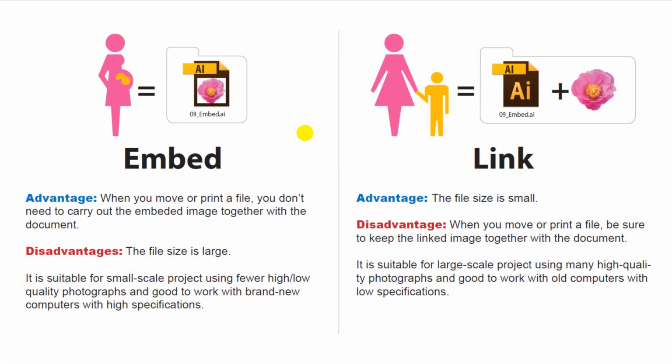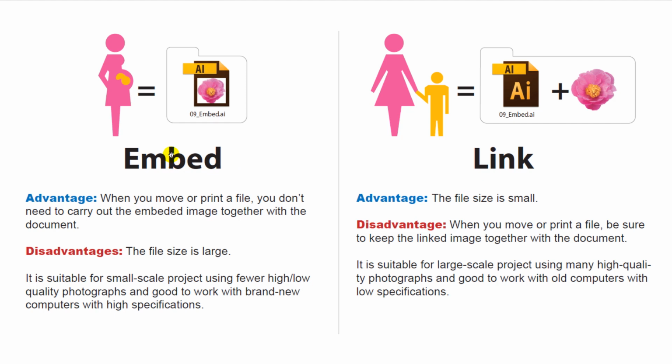Illustrator provides two ways to place pixel images into a document: embed and link. In this tutorial, let's take a look at the difference between embed and link. Before working with the reference file, I will explain the difference between embed and link.